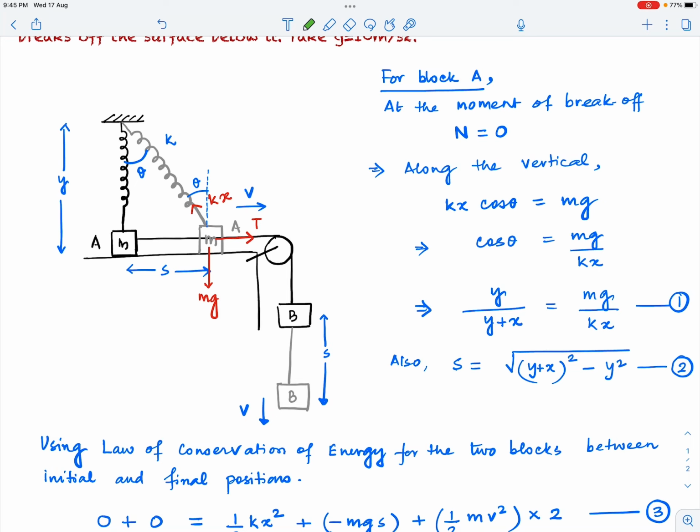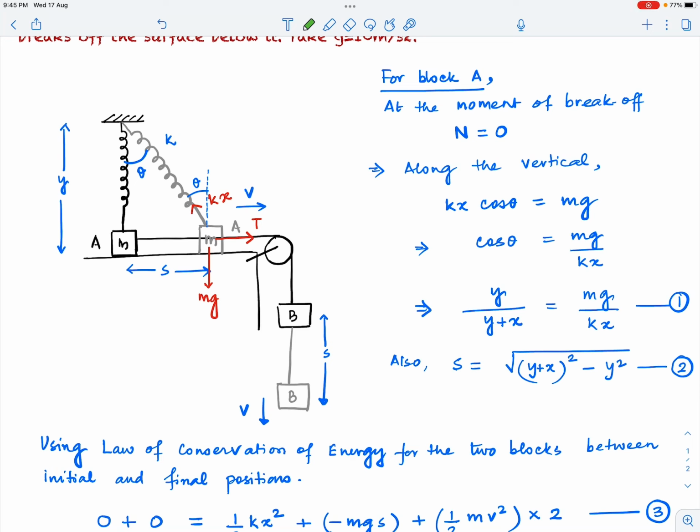And because of the weight of block B, the system will start moving towards the right. Block A will move towards the right, block B will move down, and after a certain time they reach the second state that I have drawn here in grey. Block A just lifts off from the ground, and we are supposed to find out the velocity of the two blocks at this particular instant.